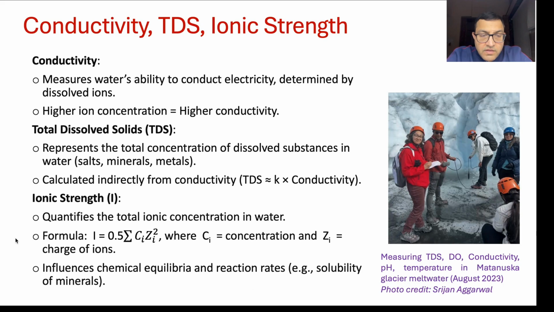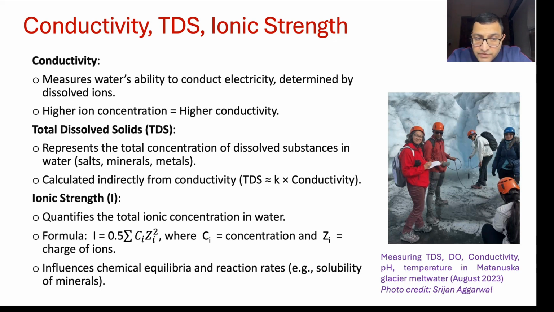Ionic strength quantifies the total ionic concentration in water. You can calculate this mathematically with the formula given here on the screen, which includes concentration and charge on the ions. So this will not include neutral species. We will do a deeper dive into ionic strength in one of the future lectures.